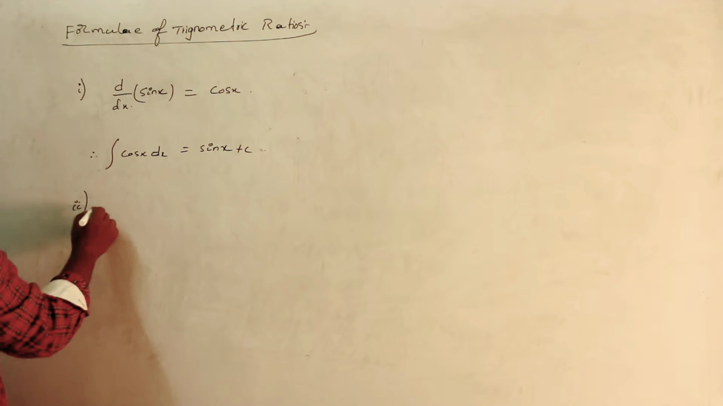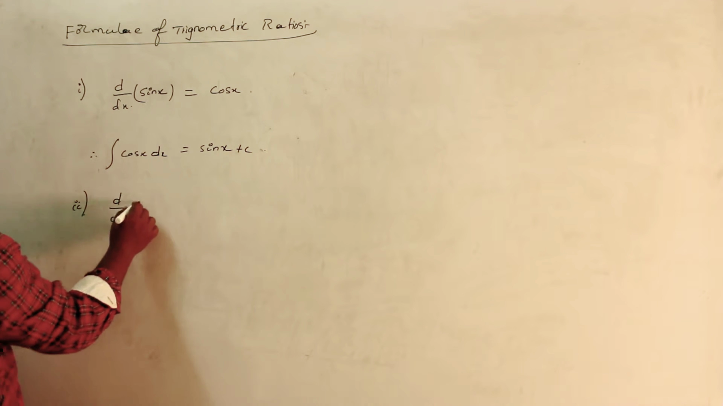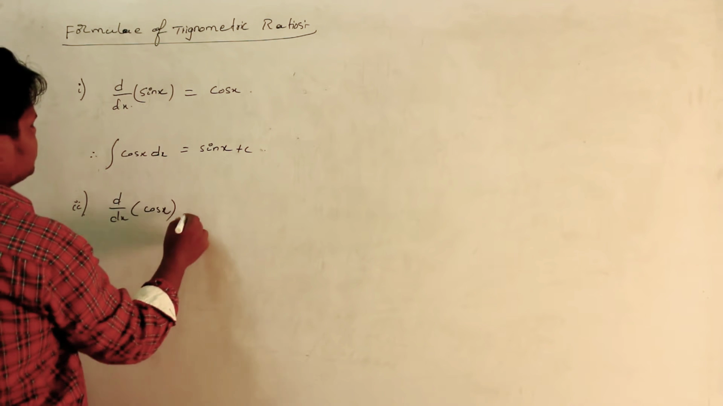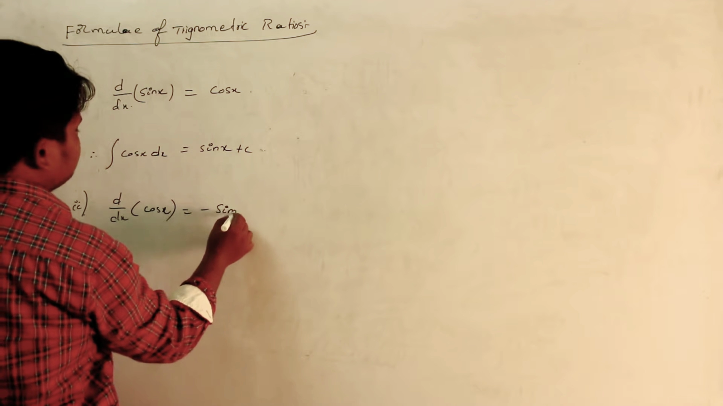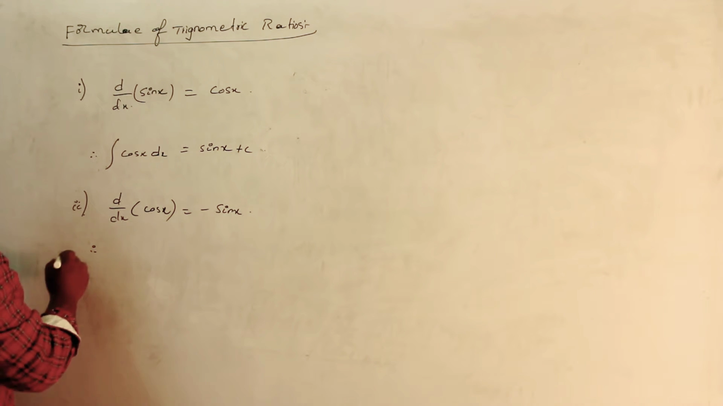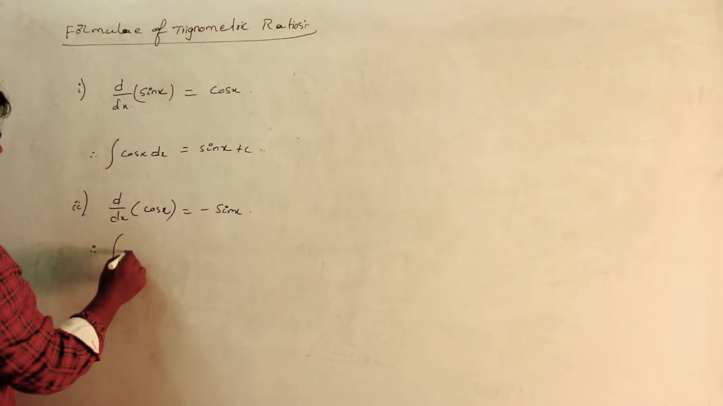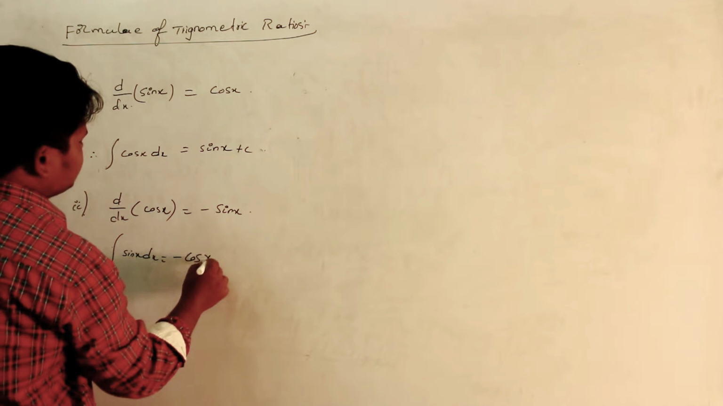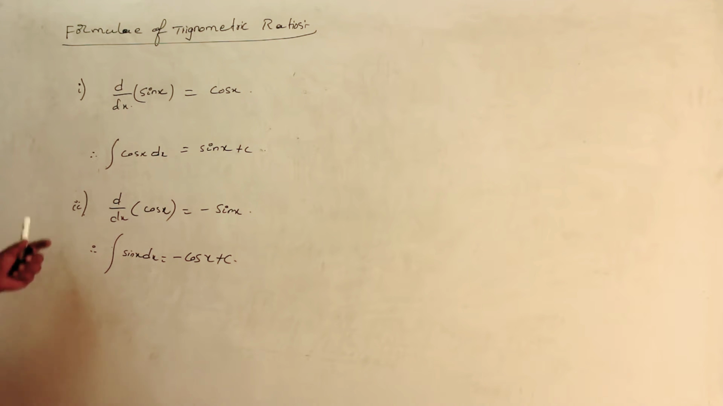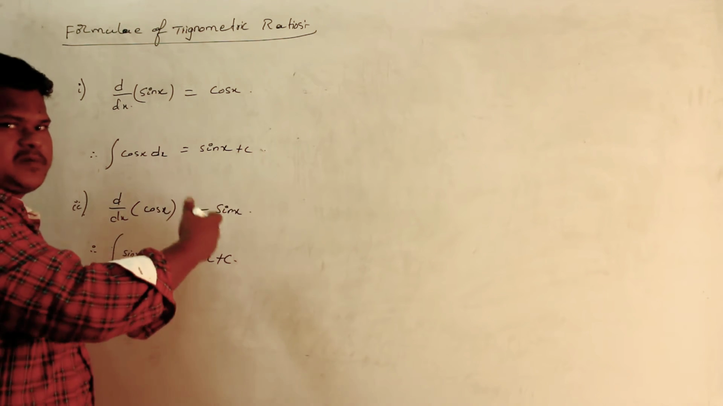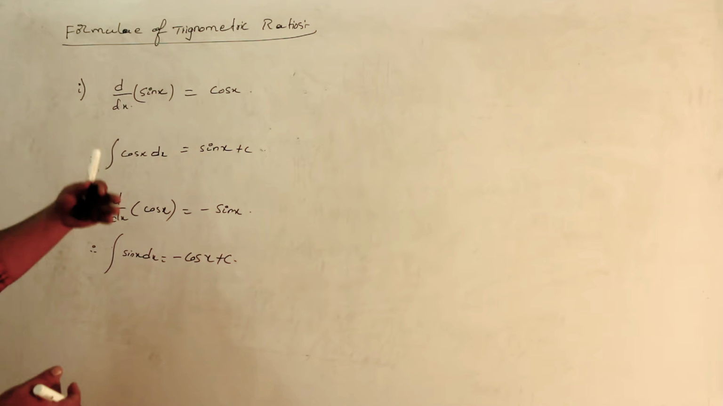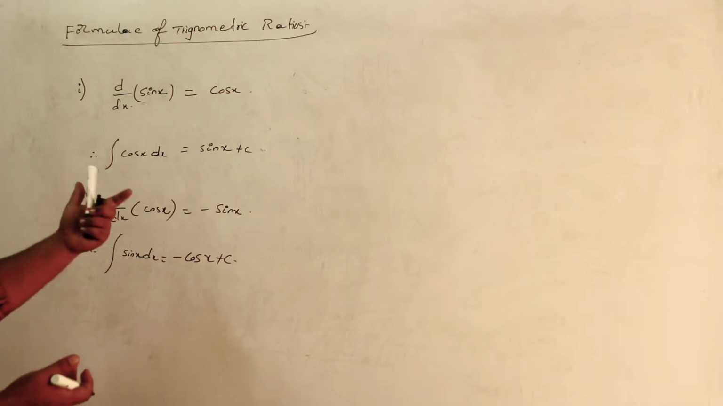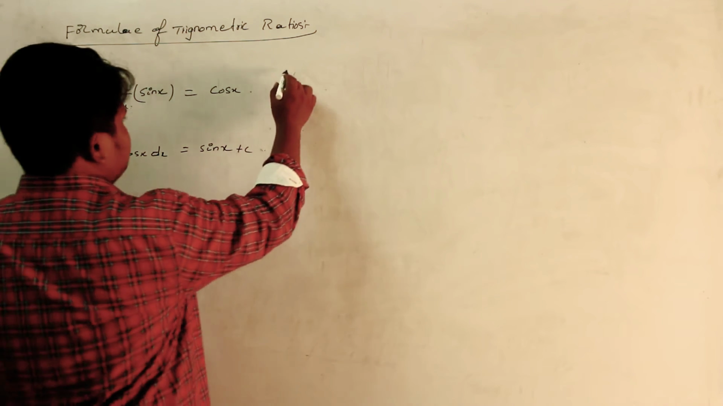Second one, d by dx of cos x is equal to minus sin x. Therefore, integration of sin x dx can be written as minus cos x plus c. These relations, if you observe, are just the reverse results of differentiation.